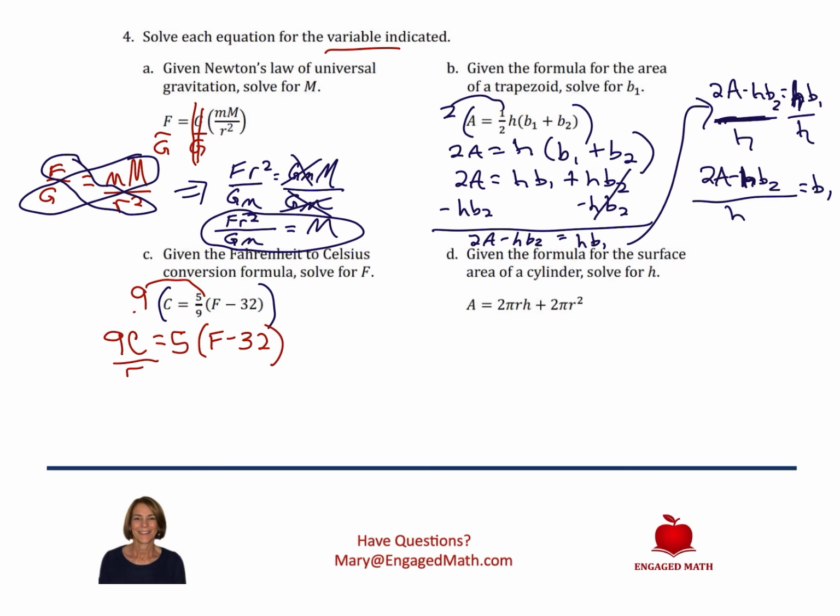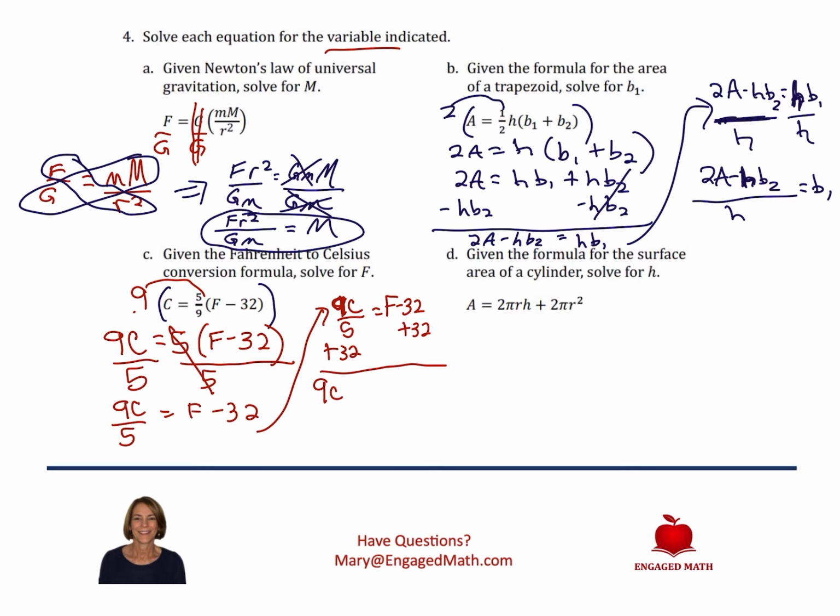Okay, this time I'm going to now divide both sides by 5. So when I do that, we're going to get 9C over 5 equals F minus 32. And since we're trying to get the F alone, I'm going to rewrite it here again so you can see it. So right now we have 9C over 5, which we know is the same as 9/5 C. So 9C over 5 equals F minus 32. And I'm going to add 32 to both sides.